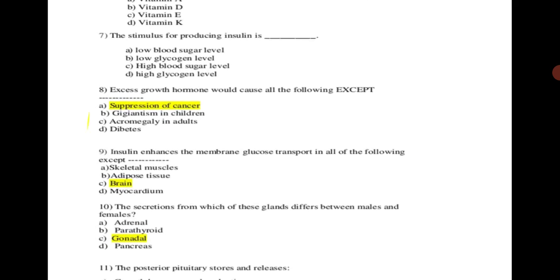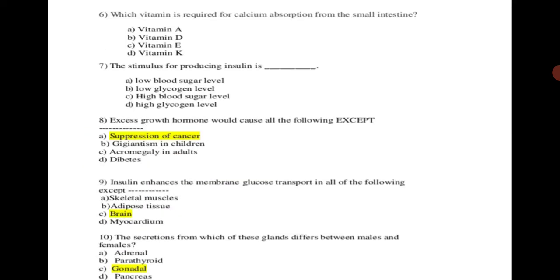Then question number 6: which vitamin is required for calcium absorption from the small intestine? The correct answer is option B, that is vitamin D. Calcium is absorbed in the small intestine by two mechanisms. One, a transcellular active transport process, carried out in the duodenum and upper jejunum. The second, a paracellular passive process, which occurs throughout the length of the intestine.